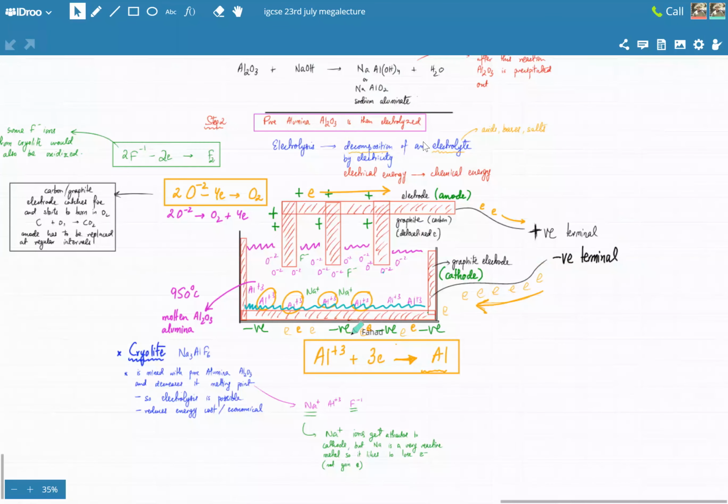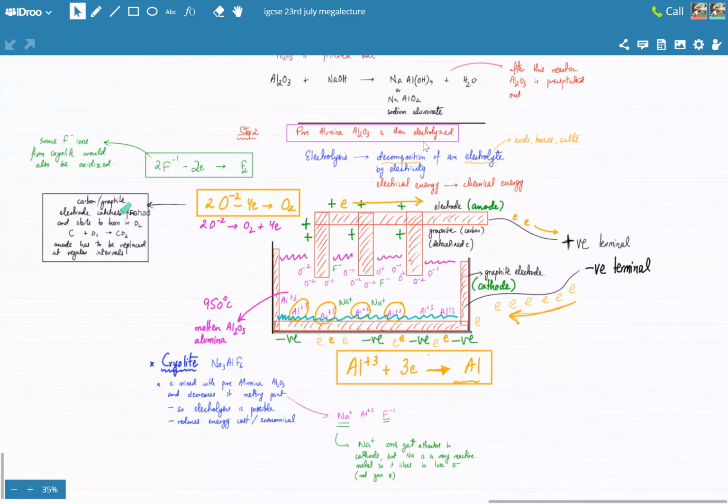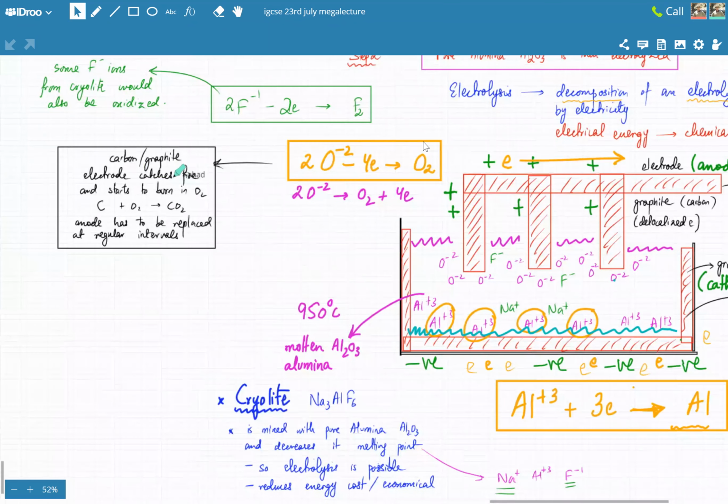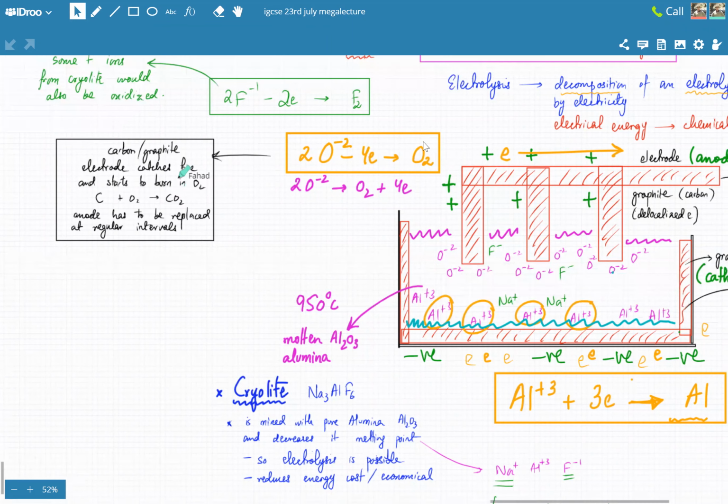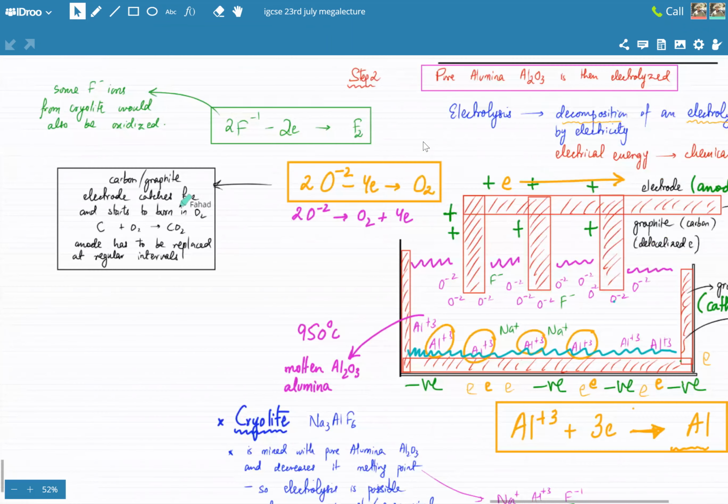Just remember, you had two ions, aluminium and oxide ions. Aluminium went over here at the negative terminal, gained electrons and formed aluminium metal. And you had O-2 ions over there, and they lost electrons to form oxygen gas. और फिर वो था कि oxygen gas ends up reacting with वो जिस चीज से वो बना हुआ है, ये जो comb-like structure है, carbon से, ends up reacting with it and forming carbon dioxide. So वो comb-like structure now has to be replaced at regular intervals.